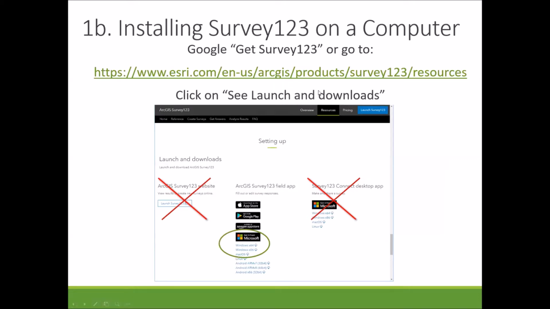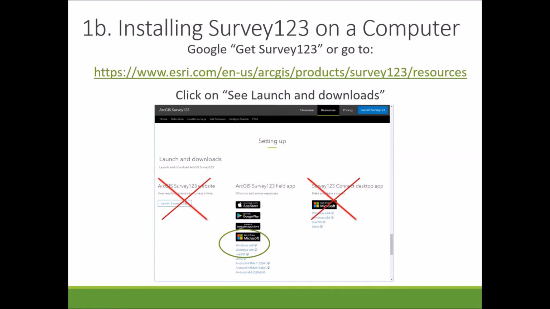That page it brings you to, at the left side of the top of the page, has a button that says see launch and downloads. So you click on that and it brings you down to the very bottom of this resources page. You should see setting up as a header, and then you'll see 3 columns of installation options. Ignore the ones on the left and the right side of the screen. Those are for different software.